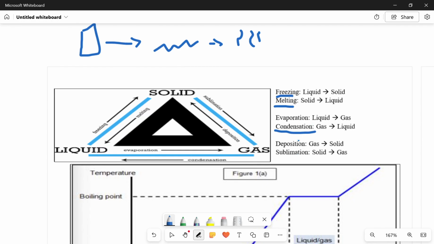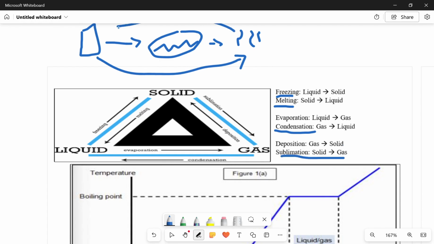Now there's two things called deposition and sublimation. If you directly go from solid to gas, skipping the liquid phase, it is called sublimation. And if you go the other way around, skipping the liquid phase, it's called deposition.